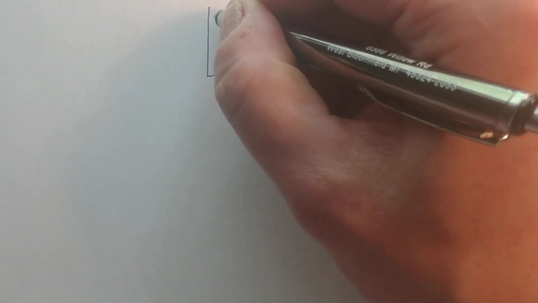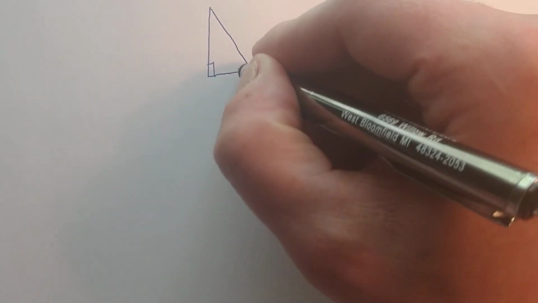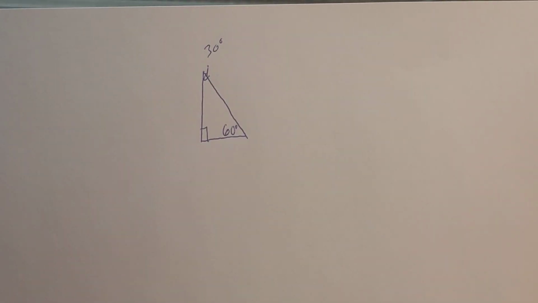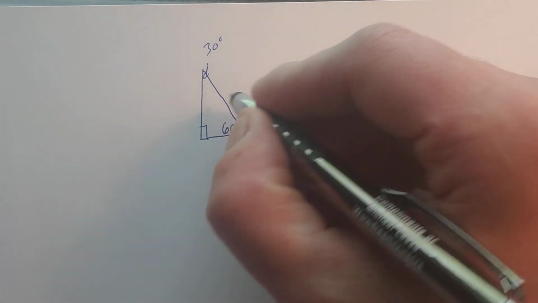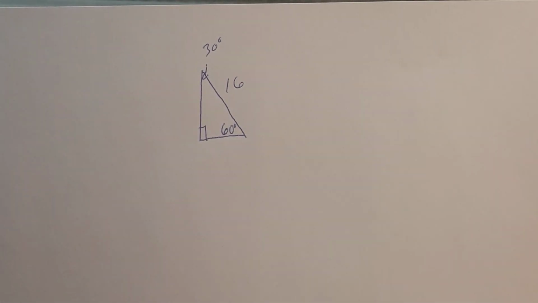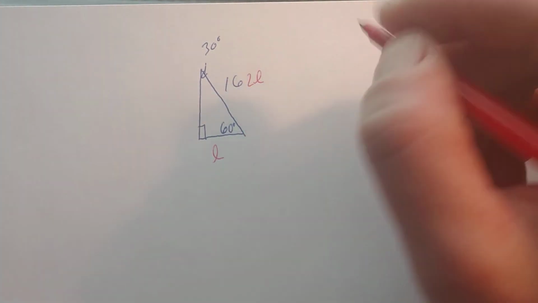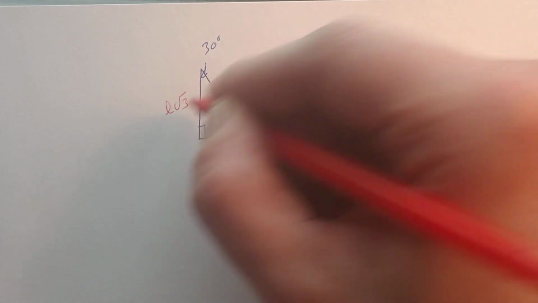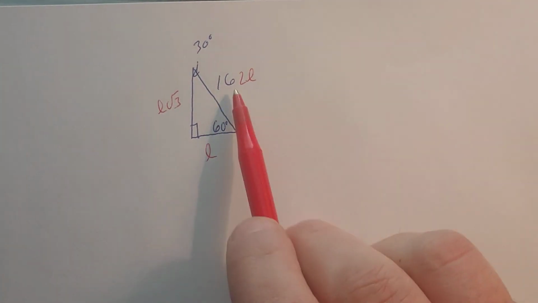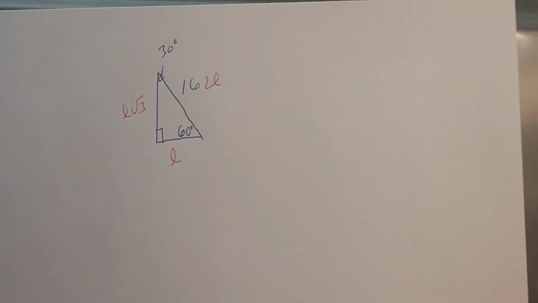Alright, so I'm going to do a 60-30. I know it's my 60 and then my 30 is up here. Let's go with this one. I'll say that that's 16, the hypotenuse. If you go back and look at the ratios, I know that my ratios go like this: L, 2L, and then this is L square root 3. So what's given to me? 16 is given to me, so I can set that equal.